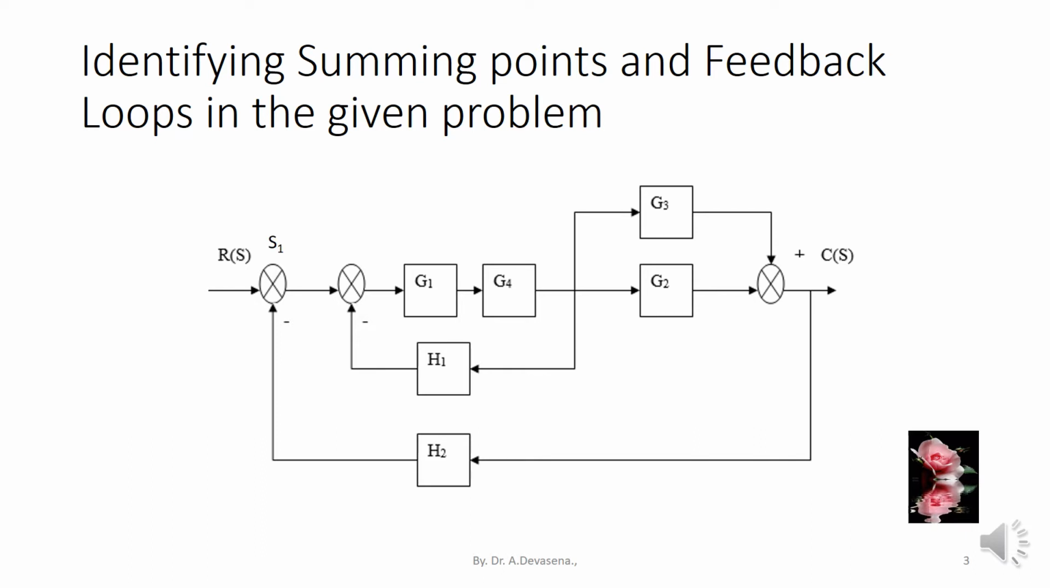loops. Here we have summing point S1, another summing point S2, the third summing point S3, and we have feedback loop 1 and feedback loop 2. We have to identify these summing points and feedback loops. Then we have to start using the rules and reduce this given problem.